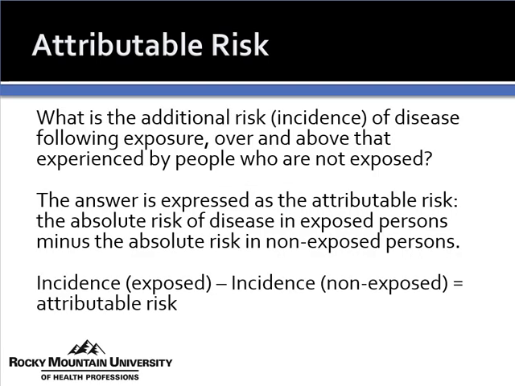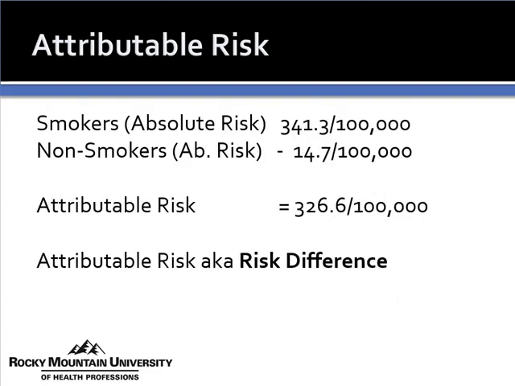The attributable risk. So what is the additional risk of disease following exposure over and above that experienced by people who are not exposed? The answer is expressed as the attributable risk, the absolute risk of disease in exposed persons minus the absolute risk in non-exposed persons. So let's take a look here with our smoking example. So we minus 14.7 from 341. The attributable risk, also known as the risk difference, in this case is 326.6 per 100,000 years.